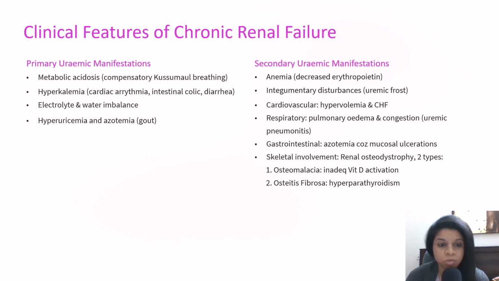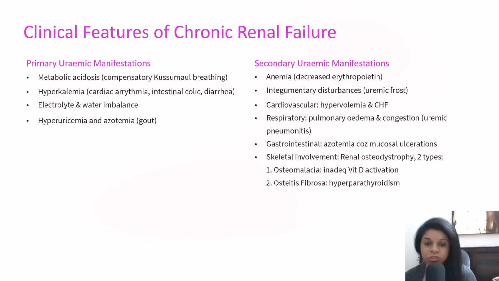Others, as you know, water and electrolyte imbalances will be there, and uric acid, which is a byproduct of purine metabolism. So hyperuricemia is caused because uric acid is not excreted, which should be excreted by the kidney. And as you all know, the uric acid can get deposited in the joints and it can cause secondary gout. So secondary gout is caused by chronic renal failure.